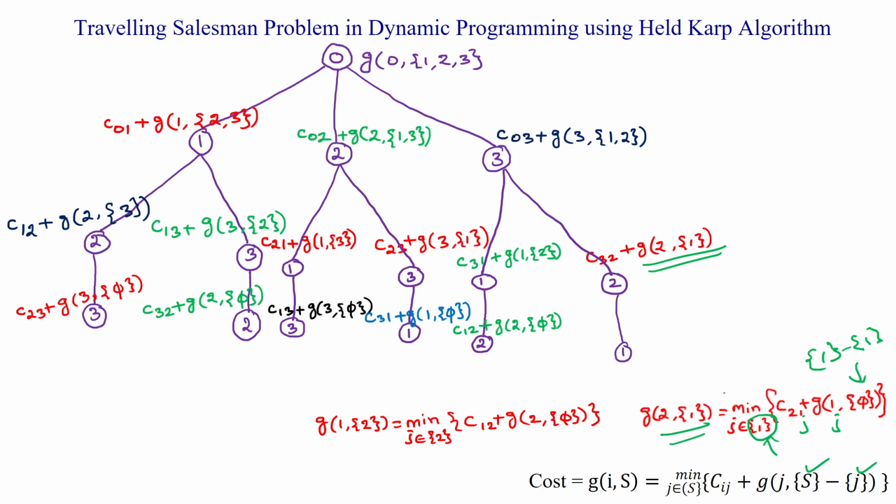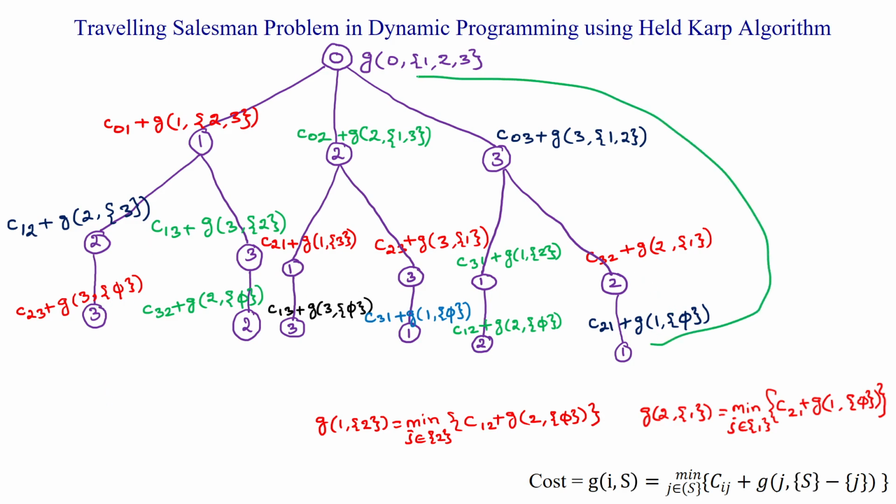1 is visited, then I am writing this entire term here, C21 plus g of 1 comma pi. Now all the nodes are visited; you look at that, our graph has only 4 nodes, 0 1 2 3. Here, first level 0 visited, second level any one of the nodes from 1 to 3 visited, and third level also any one of the nodes visited. So after visiting all the nodes, he has to come back to his hometown, so every node he will come back to 0.